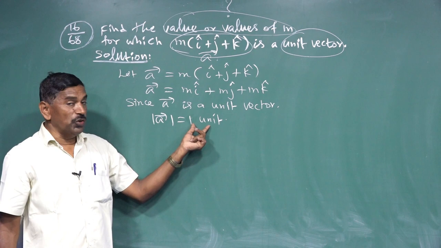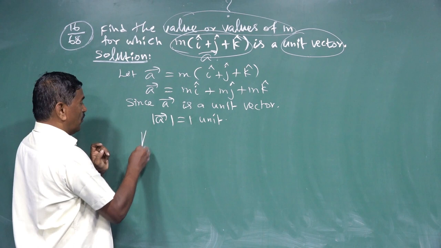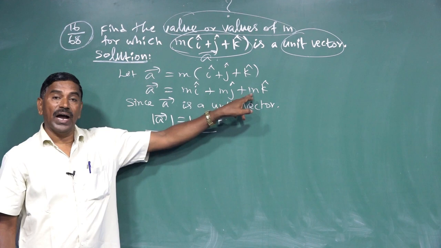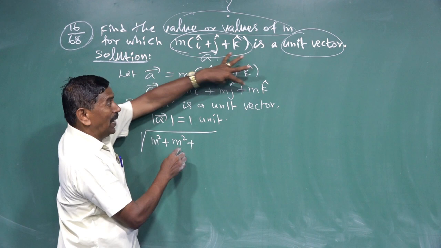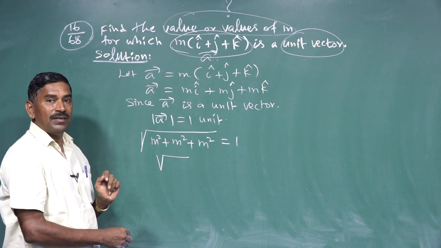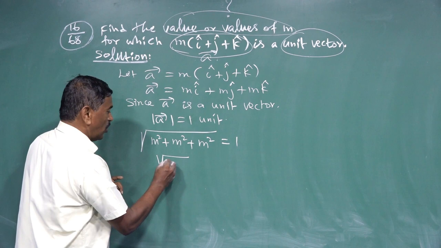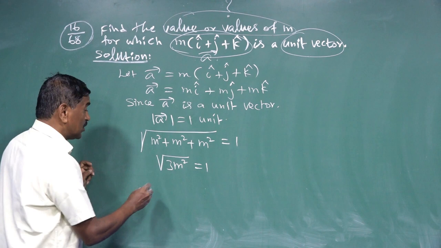What is modulus A vector? Square root of the sum of the squares of the i, j, k coefficients. Here the coefficients are m, therefore m square plus m square plus m square, which is equal to 1. Simplifying, there are 3 m square, so square root of 3 m square equals 1 unit. Any idea to simplify? To eliminate the root, square on both sides.